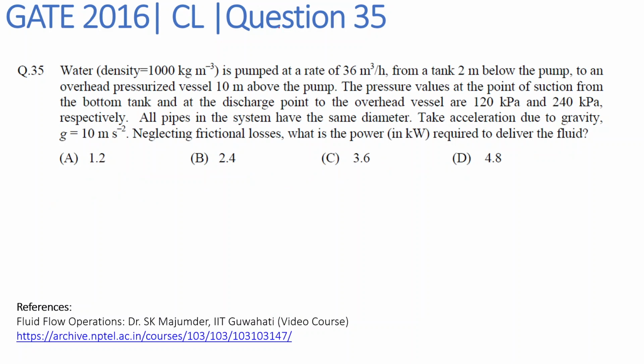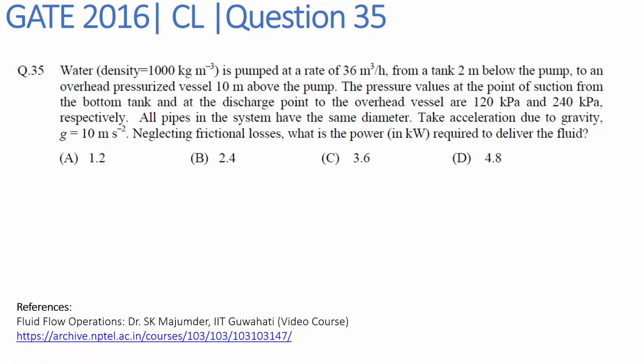We are solving question number 35 of GATE 2016 chemical engineering paper. The question is: water with a density of 1000 kg per meter cube is pumped at the rate of 36 meter cube per hour from a tank 2 meter below the pump to an overhead pressure vessel 10 meter above the pump. The pressure values at the point of suction from the bottom of the tank and at the discharge point to the overhead vessel are 120 kilopascal and 240 kilopascal respectively.